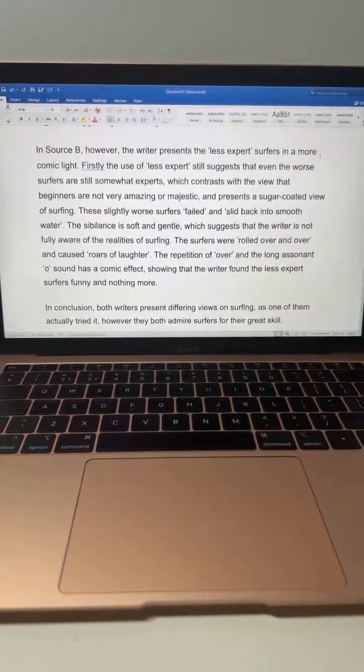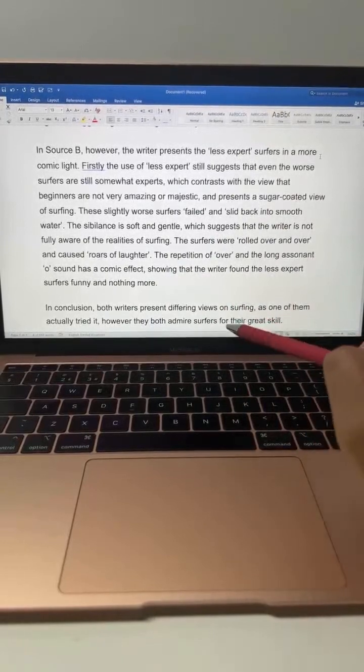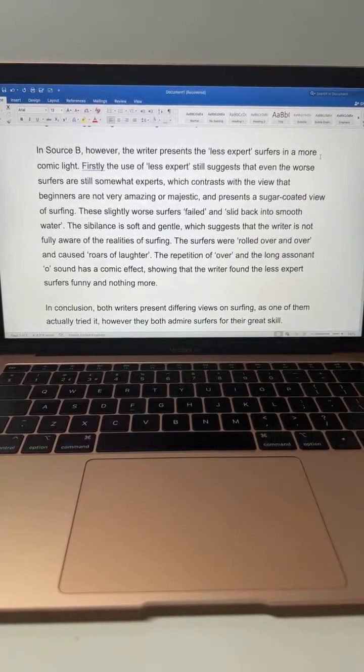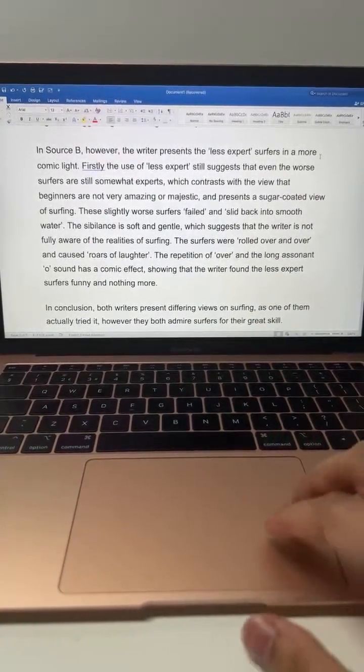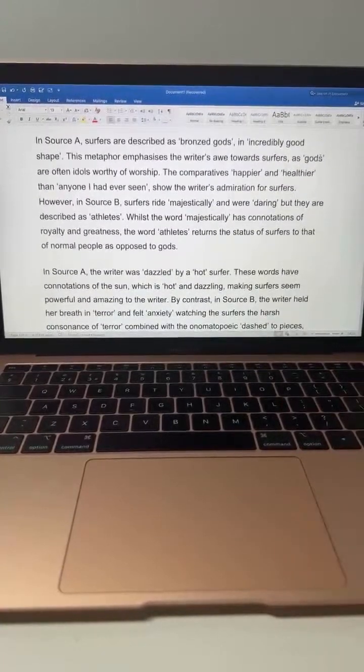And finally, the conclusion. In conclusion, both writers present differing views on surfing, as one of them actually tried it. However, they both admire surfers for their great skill. And that is, students, Year 11, how you would answer question 4. So, again, this is something that you need to do. I know it's really long, but this is what you need to do to score 15 or 16 out of 16: in-depth exploration of language and structure for question 4. Remember this. Okay, so let's have a look at the questions.